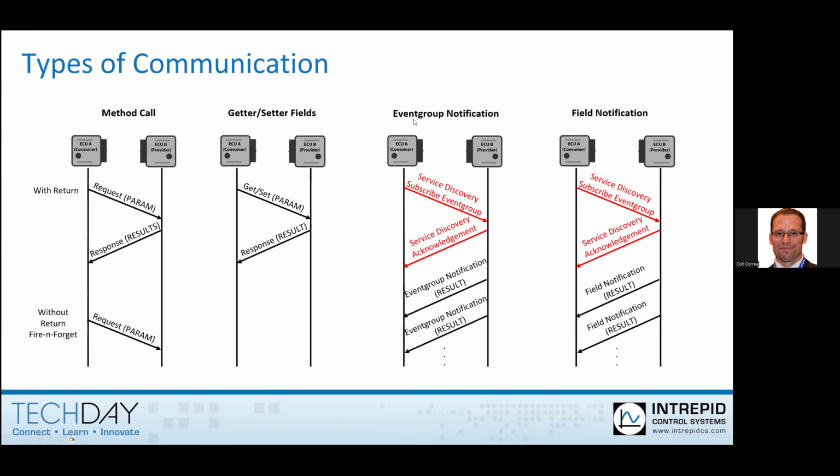And then the third type, there's two types here: event notification and field notification, but if you look, they're identical, they're the same. So in this particular case, we require service discovery. Part of service discovery is to subscribe to an event group, and the subscription to an event group then will give the consumer that subscribes to the event group inside of the provider the ability to get notifications, event group notifications from that event group whenever the event for that event group fires.